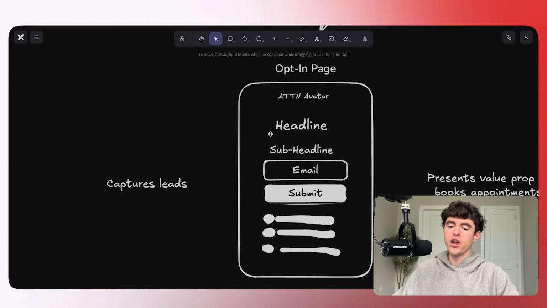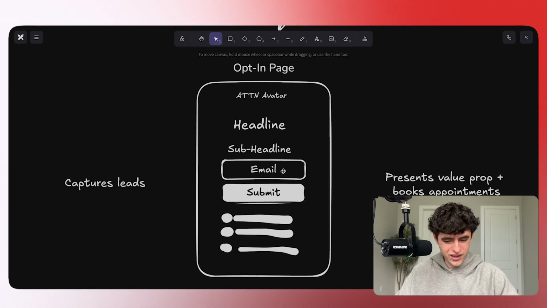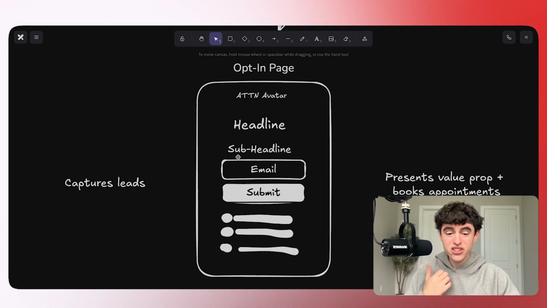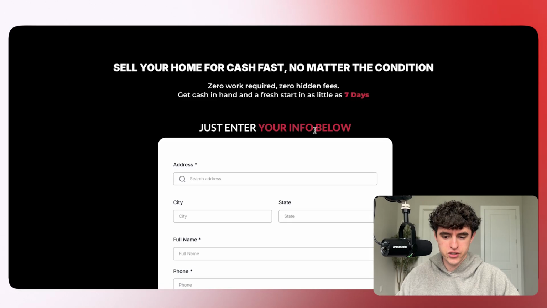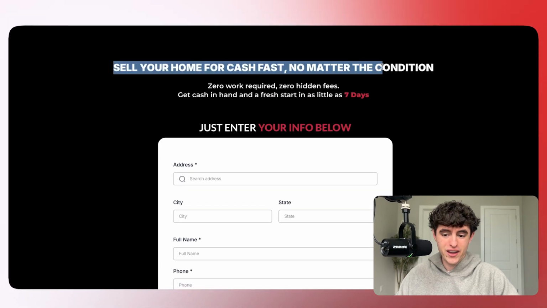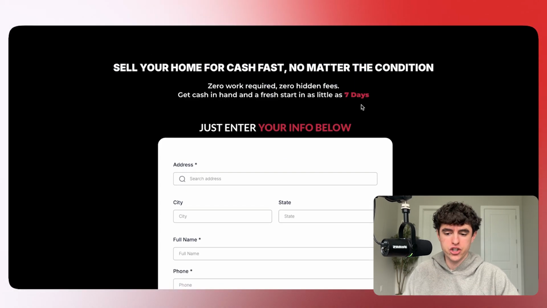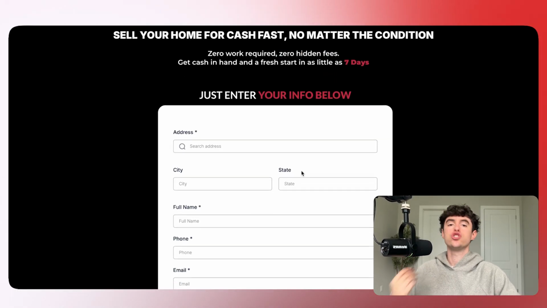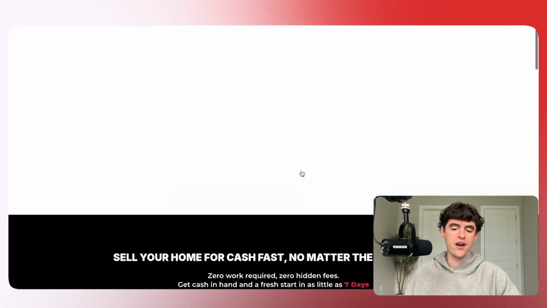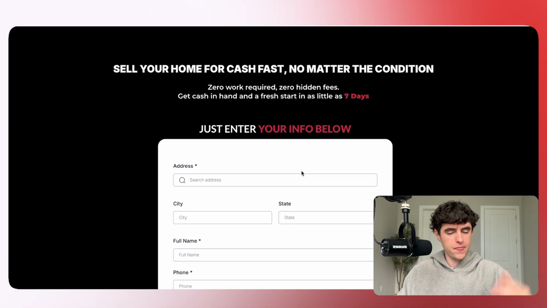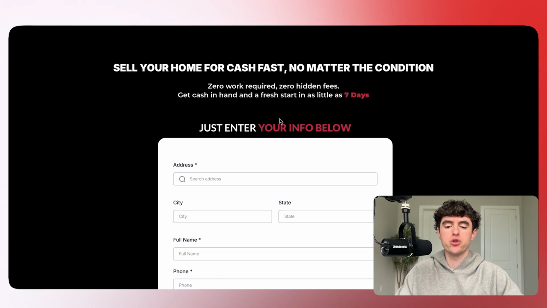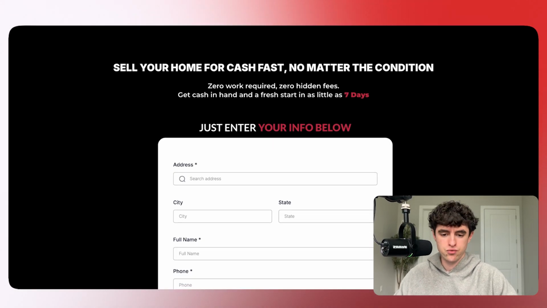Attention avatar, you're going to have your headline, your subheadline, and then you're going to have the form collecting your information. So this captures leads, and it presents your value proposition, and it books your appointment. So for example, as you can see here, sell your home for cash fast, no matter the condition, 0 work required, 0 hidden fees, get cash in hand in as little as 7 days. Just enter your information below. And then obviously we have more things associated with it, but this is the most important section of the entire landing page right here.